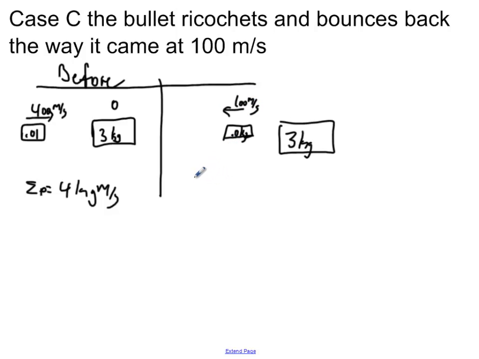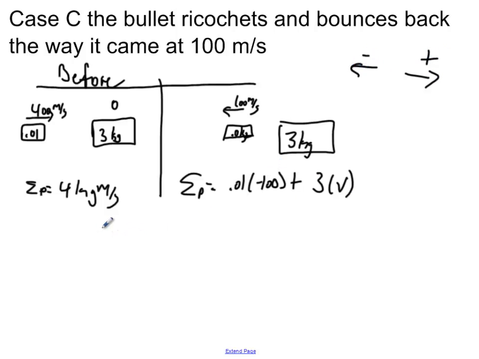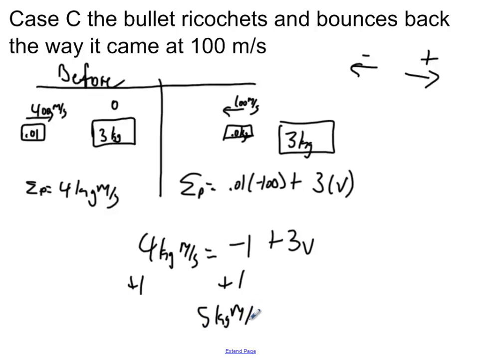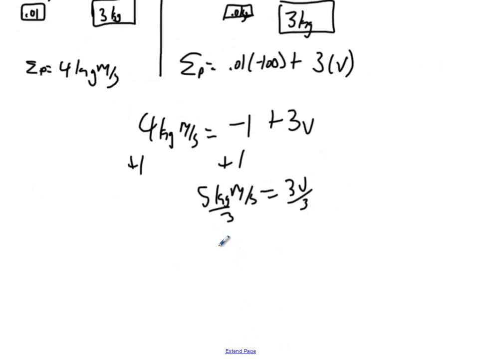And so over here, my momentum is 0.01 times negative 100 plus 3 times however fast it's going, v. So I just assign that this direction is positive and this direction is negative. Now I have 4 kilogram meters per second is equal to negative 1 plus 3v. Well, if I add this over, I have 5 kilogram meters per second is equal to 3v, and I'm going to divide both sides of this by 3, and I see that v is equal to 1.66 meters per second.